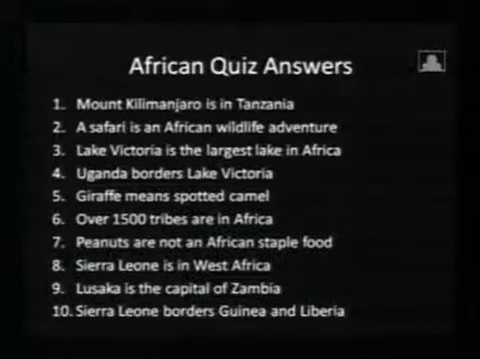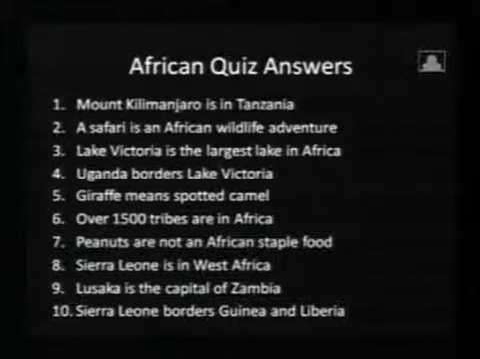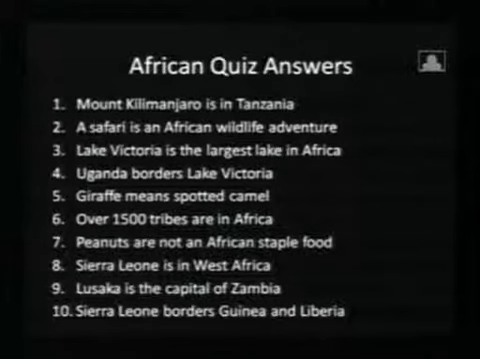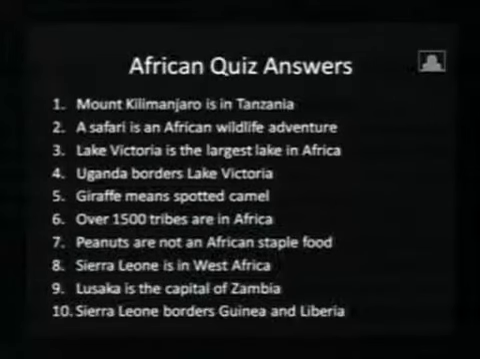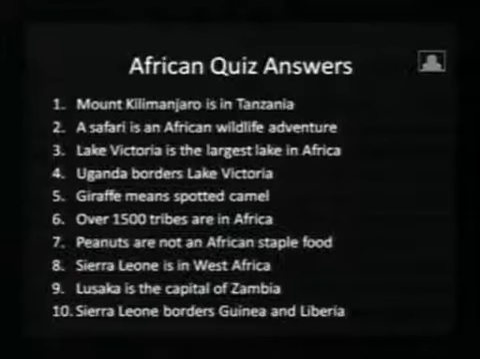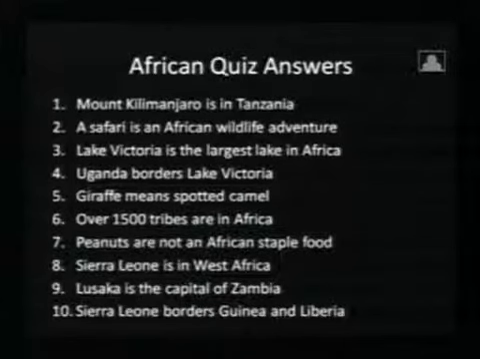Right, a safari is a wildlife adventure. Lake Victoria is the largest lake in Africa. Uganda is next to Lake Victoria. Giraffe means spotted camel. There are over 1,500 tribes in Africa. Peanuts are not a staple food. Staple food is a food eaten during every meal. For example, rice is a staple food in Thailand. Sierra Leone is in West Africa. Lusaka is the capital of Zambia. And Sierra Leone borders both Guinea and Liberia.